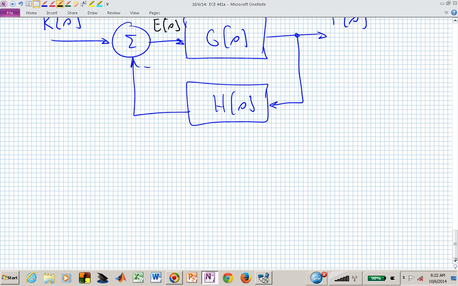We can say that E is, in fact, R of S, the reference signal, minus H Y, but let's just keep going. Y is G E.